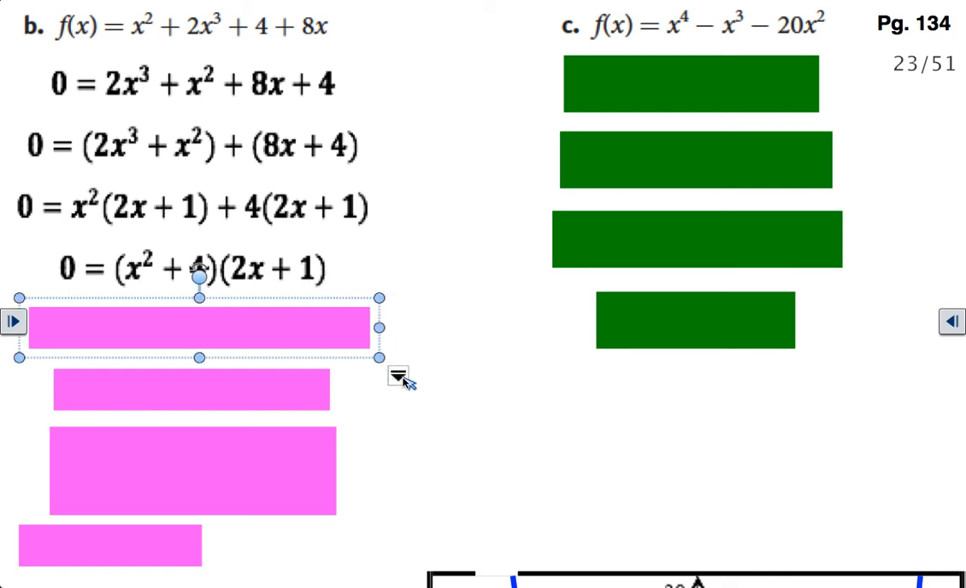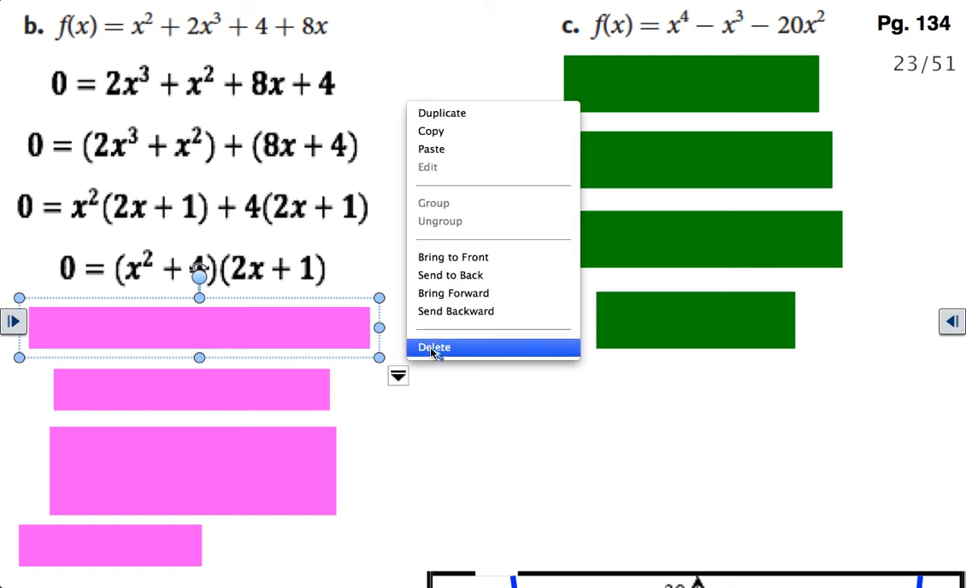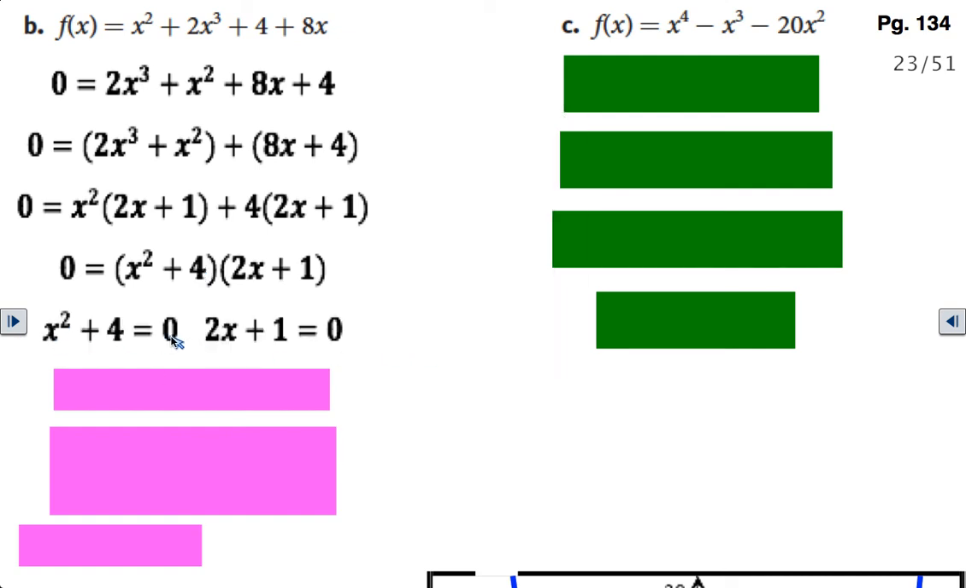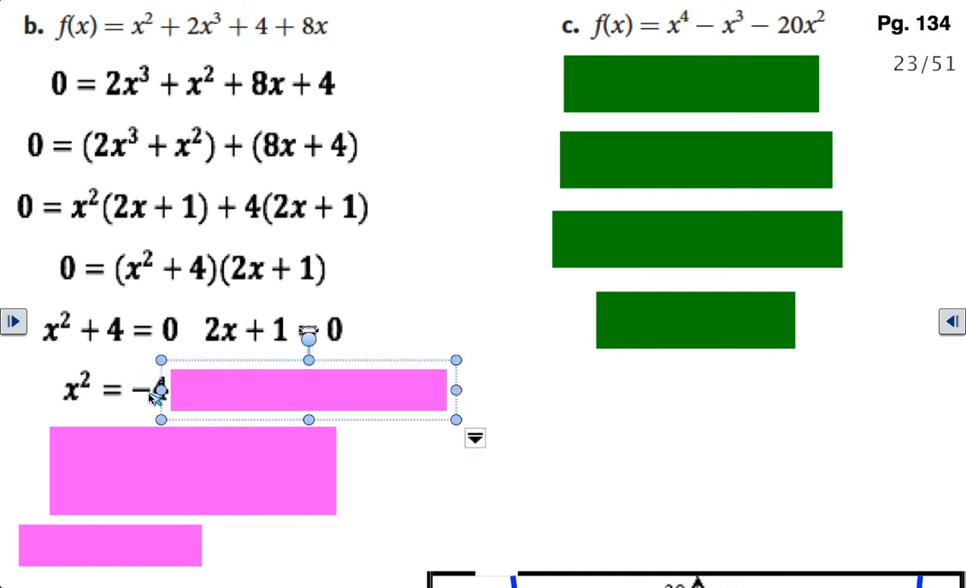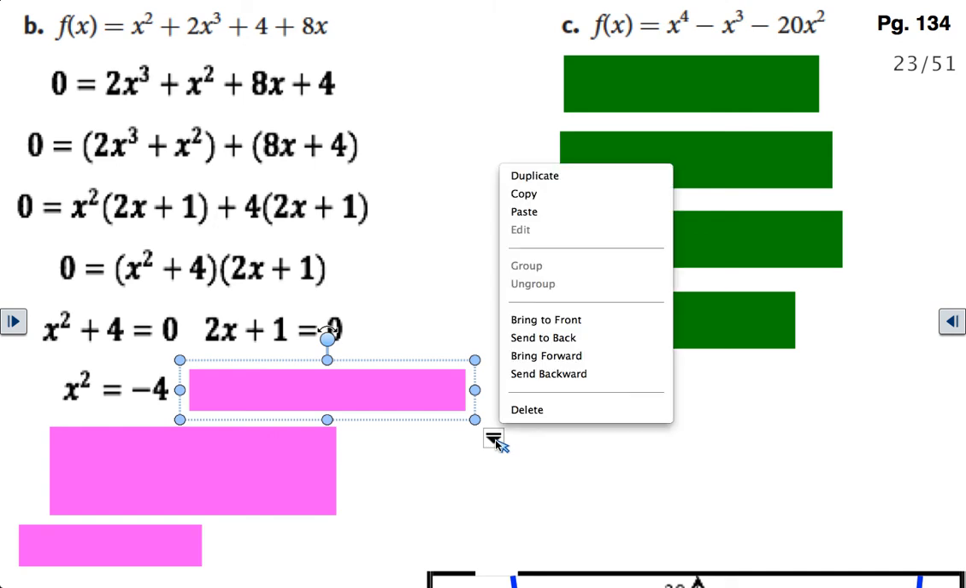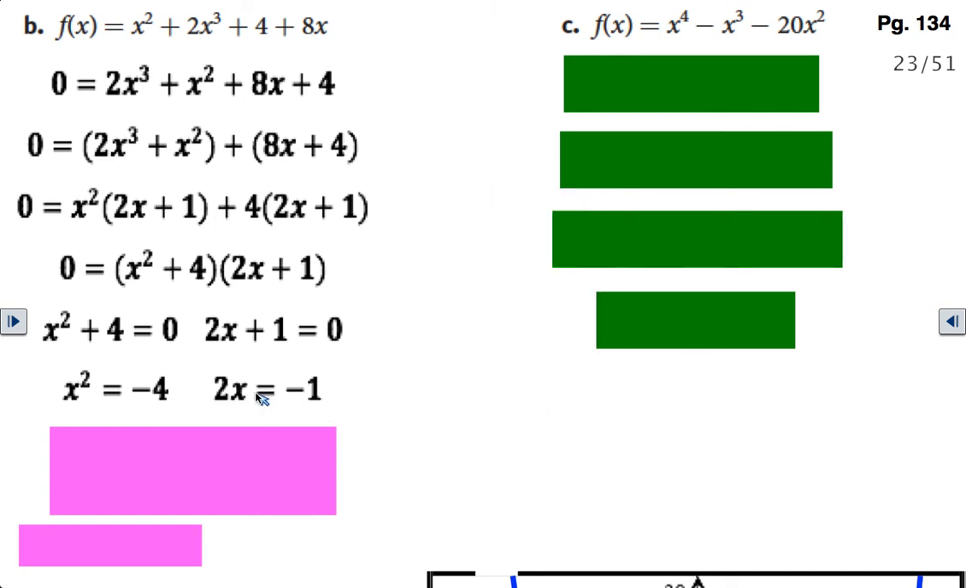Now, to find all your solutions, you're going to set each of those factors equal to 0 and solve for x. For the first one, you're going to move 4 to the other side, so you have a -4, and that's going to equal x squared. And then this one, you're going to subtract by 1, and so you have 2x equals -1. To simplify this further, you want to get rid of your square root.